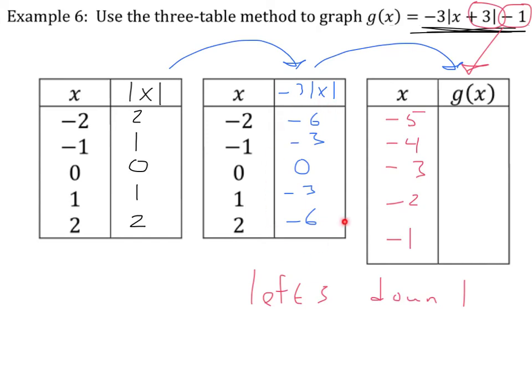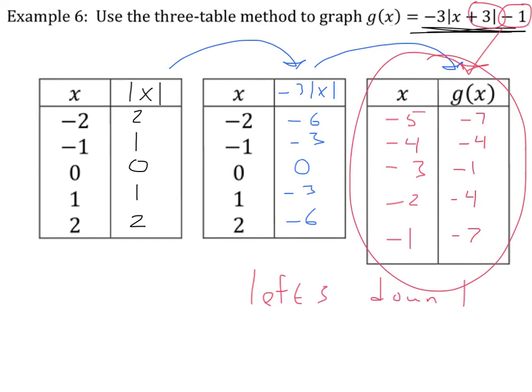Then I have to take all of my output values and shift them down 1 unit. So if I'm shifting them down 1 unit, I'm subtracting 1 from them, I'll end up having -7, -4, -1, -4, and -7. This is the table that we need to graph. That's the thing that's going to give us the accurate picture of the absolute value graph that we're doing.